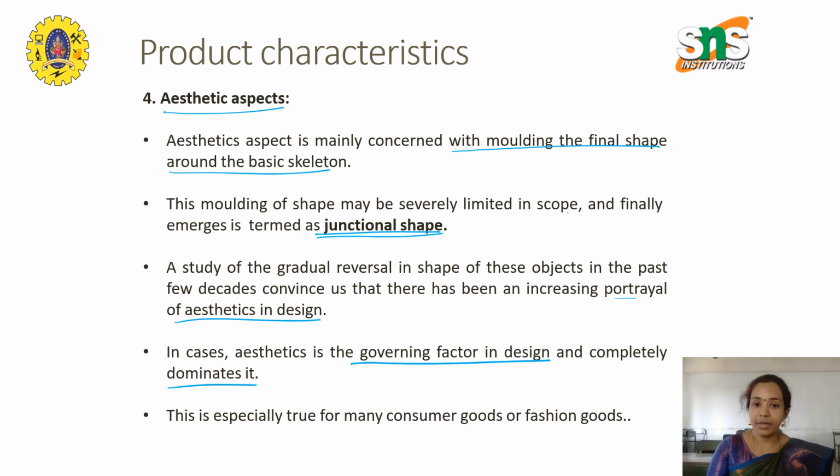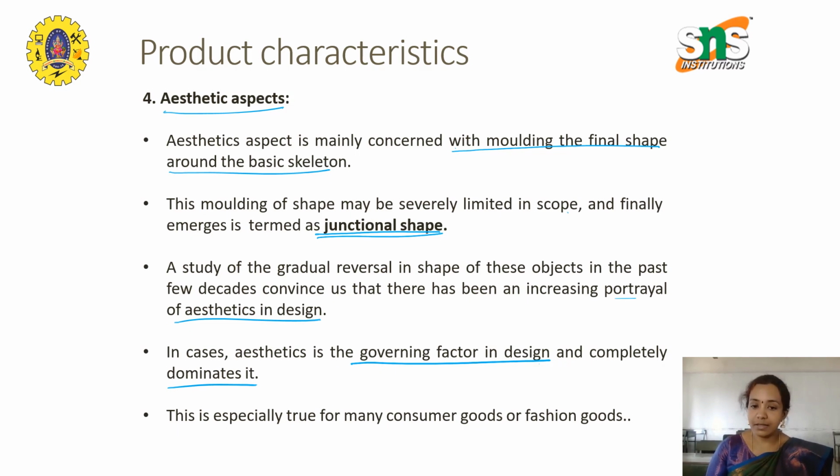Aesthetic aspect is mainly concerned with molding the final shape around the basic skeleton. This molding of shape may be severely limited in scope and finally emerges as what is termed the functional shape. A study of the gradual evolution in shape of these objects in the past few decades convinces us that there has been an increasing portrayal of aesthetics in the design, which means a change in the design process.